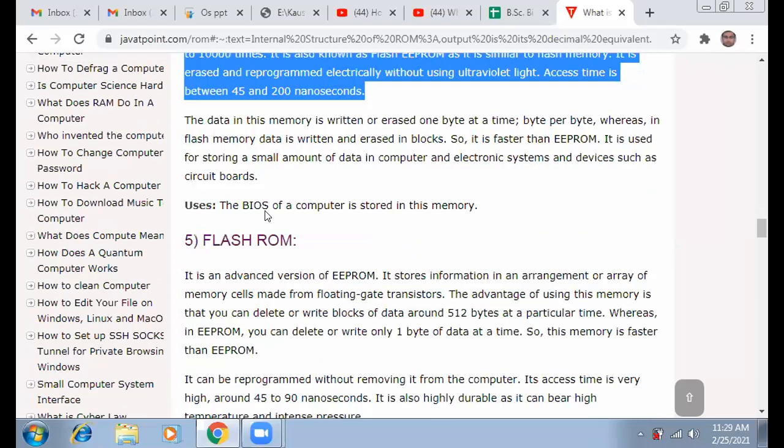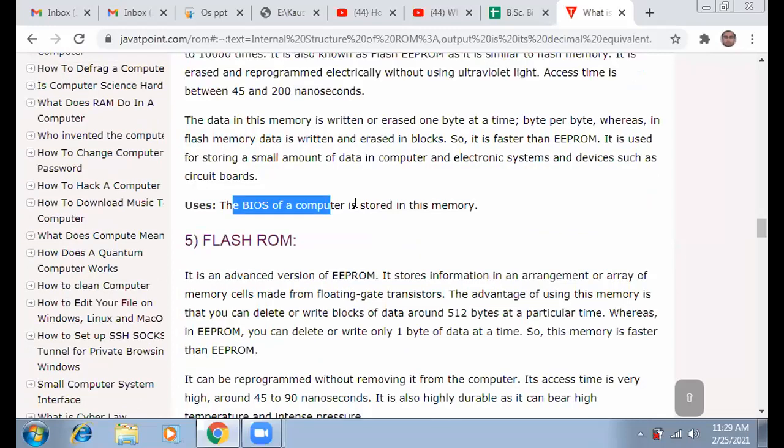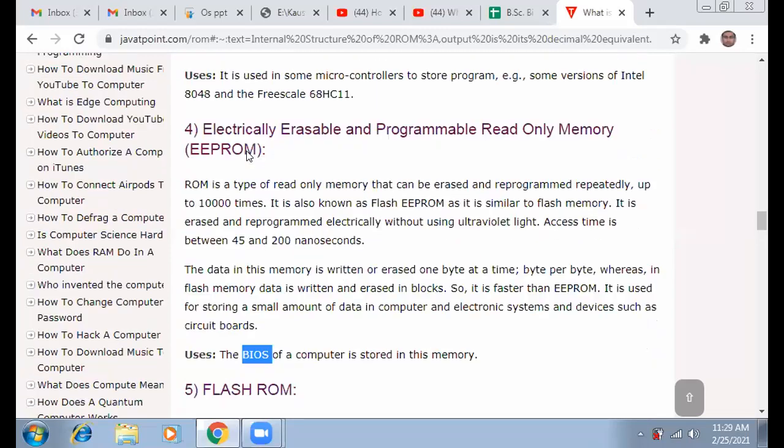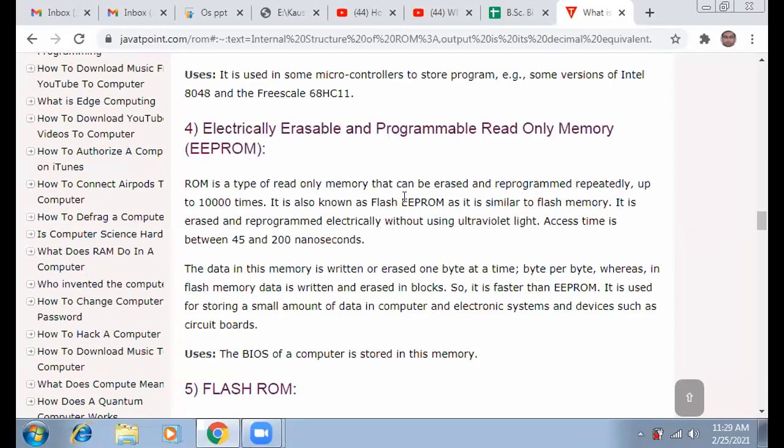And that's why the BIOS chip of a computer is stored in this memory. Whenever you open your machine, if you press the escape key multiple times while your machine is booting, you can enter into the BIOS. And BIOS is generally such kind of ROM which is part of this EEPROM, electrically erasable and programmable read-only memory.